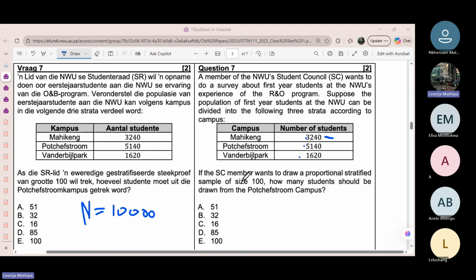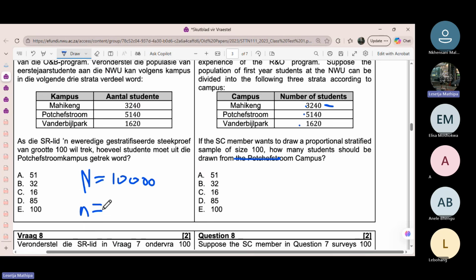All right, so now it says, if the SC member wants to draw a proportional stratified sample of 100 size, meaning small n is equal to 100, then how many students should be drawn from Potchefstroom? Which formula are we going to use? Small letter n for P for the Potchefstroom is equal to small letter n multiplied by capital letter N for P, and we divide everything by capital letter N. What is the small letter n? It's 100.